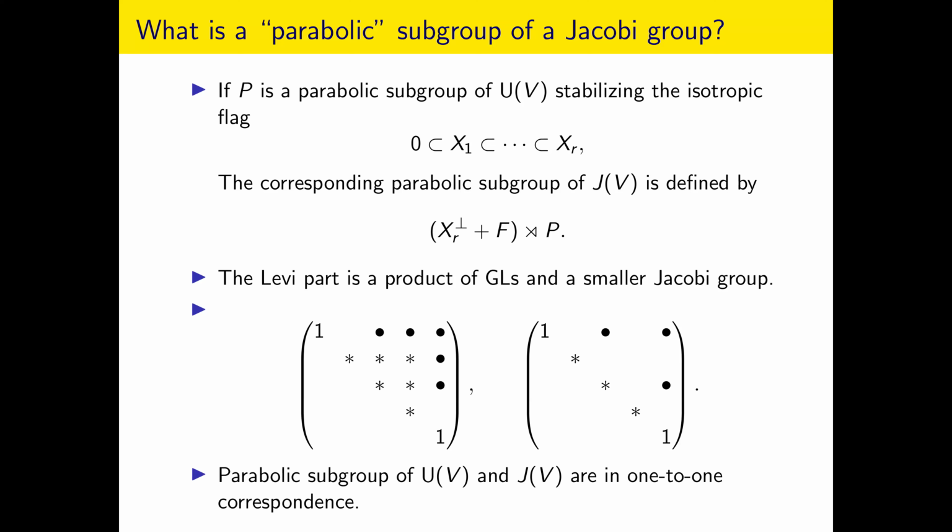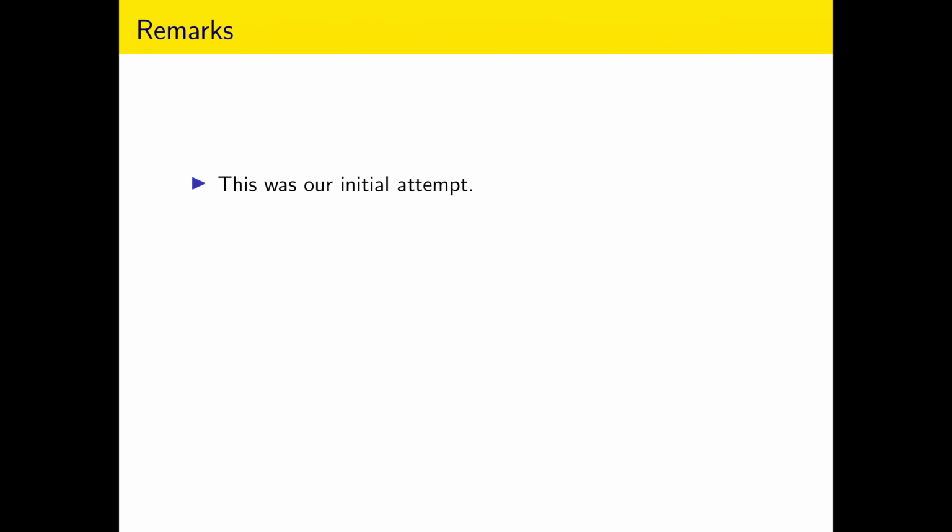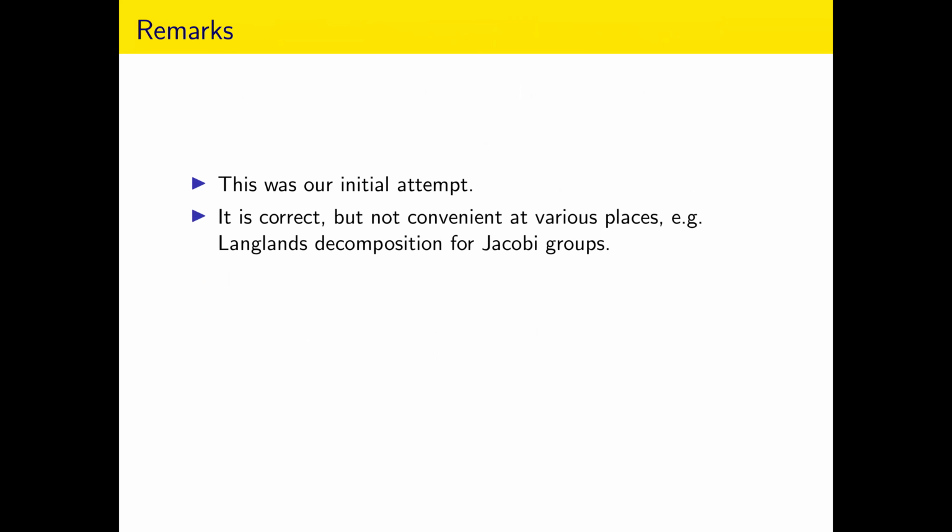Because of this particular construction, parabolic subgroups of the UV and the Jacobi group are in one-to-one correspondence. So this was our very initial attempt, and this is correct. Of course, it has to be correct. But it's not that convenient at various places. For example, you need to redevelop the automorphic form theory for the Jacobi group. For the Jacobi groups, it's doable, but it's going to be a long argument. For example, you do want to get the Langlands decomposition for the Jacobi groups. That's something that I don't want.